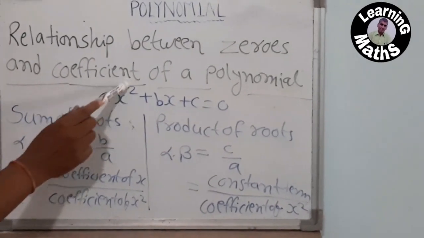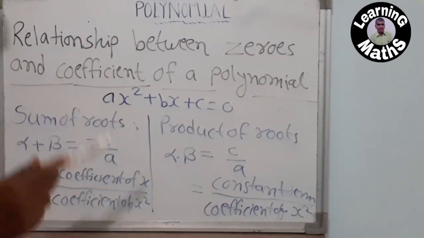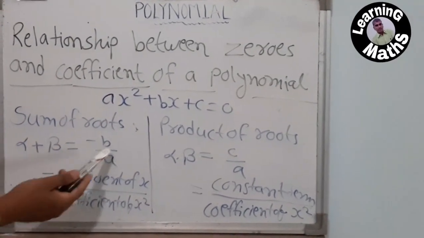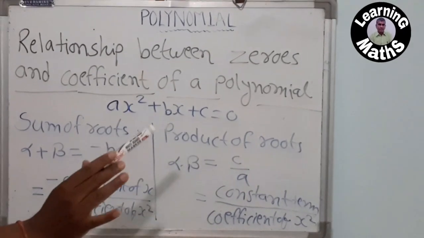Clear? Maximum power is 2, so there will be two solutions, alpha and beta. Alpha is the first solution, beta is the second solution. Alpha plus beta, sum of roots, equal to minus b by a. Product of the roots, alpha into beta, equal to c by a. Clear?